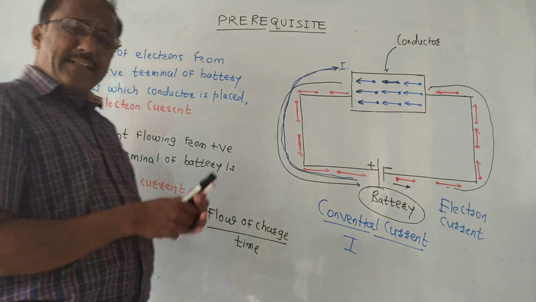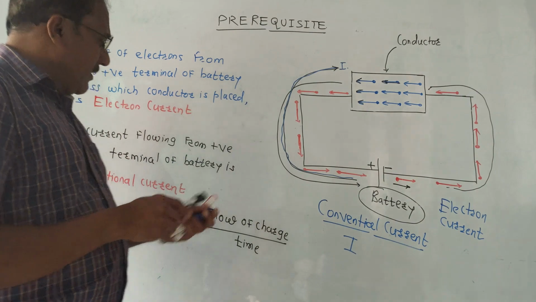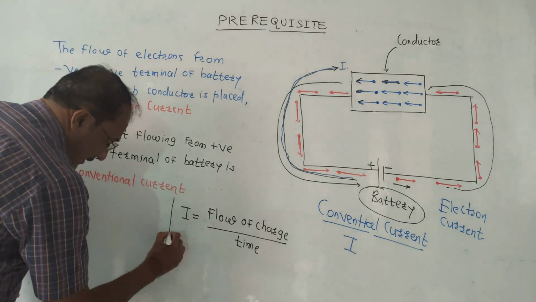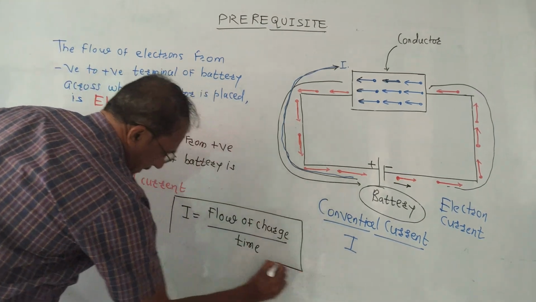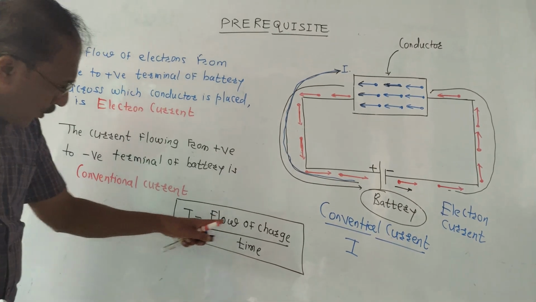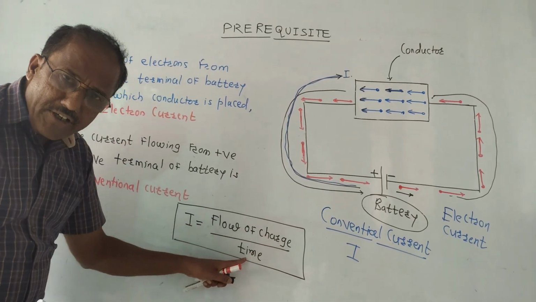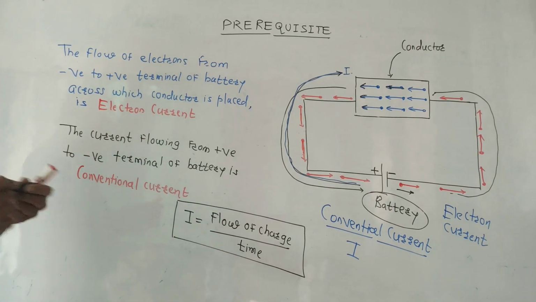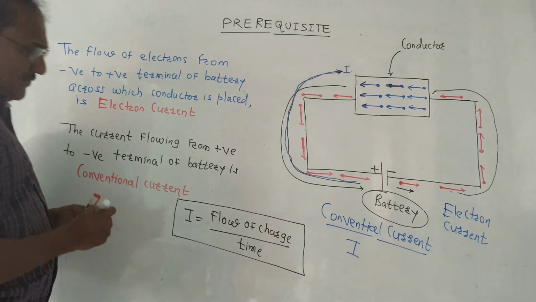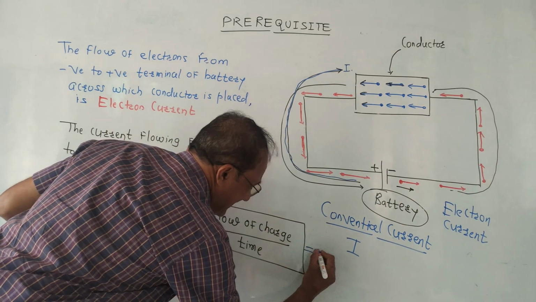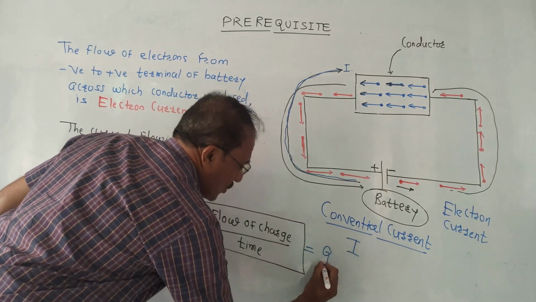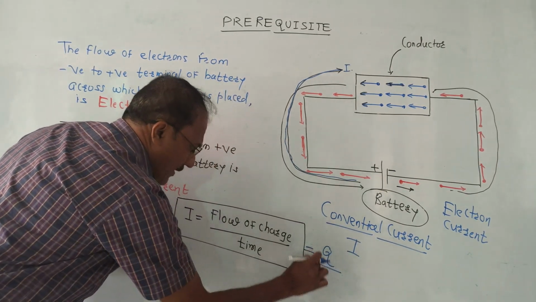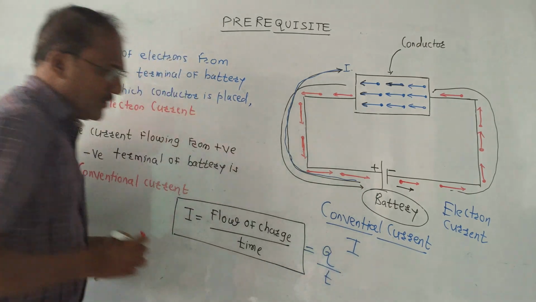Now, as far as current is concerned, the alternative definition of current is flow of charge per unit time. I will repeat, current is flow of charge per unit time. So how to write the mathematical equation? We know that charge is denoted by the notation Q. So Q divided by time, time is denoted by T.